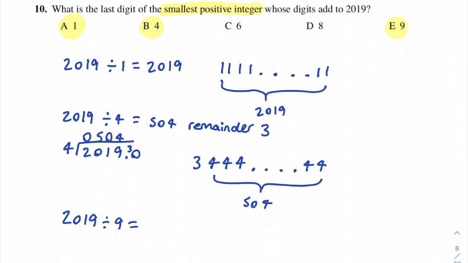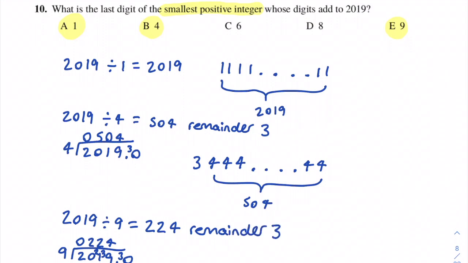So again, if we use short division, so we say how many times does 9 go into 2? That's 0. How many times does 9 go into 20? That's 2 with a remainder of 2. Then how many times does 9 go into 21? That is 2 with a remainder of 3. And how many times does 9 go into 39? That's 4 with a remainder of 3. So our answer here is going to be 224 remainder 3.